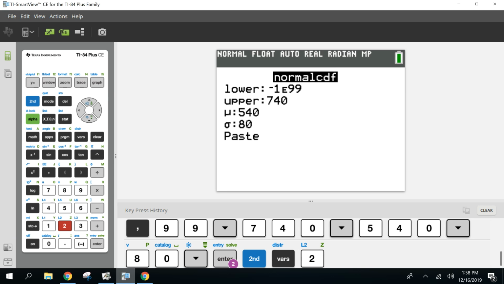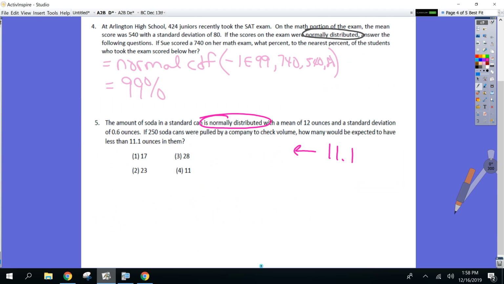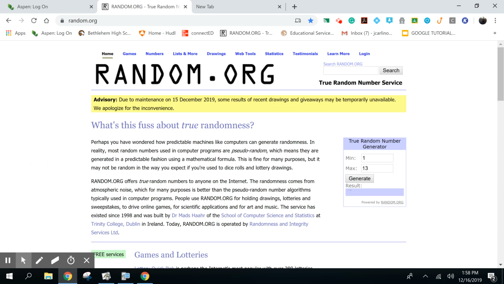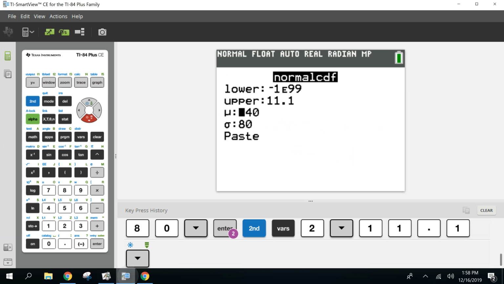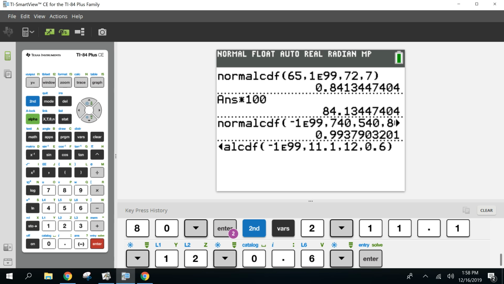Here we go. Negative 1E99 already up there. Upper bound. That's how many cans. That's not my range of what I'm testing. 11.1. Mean in this problem, 12. With the standard deviation of 0.6. Paste that. So what percent of cans are going to have 11.1 or below?